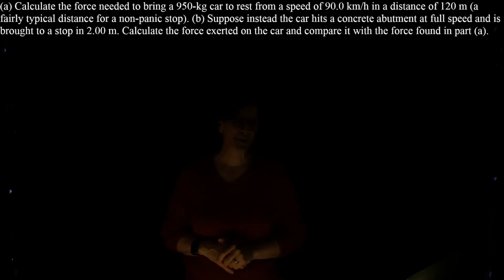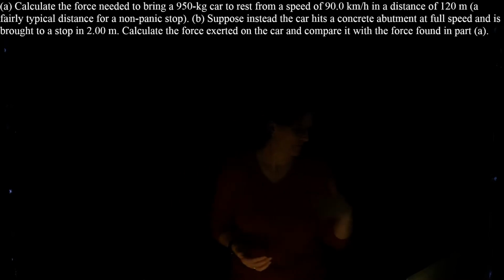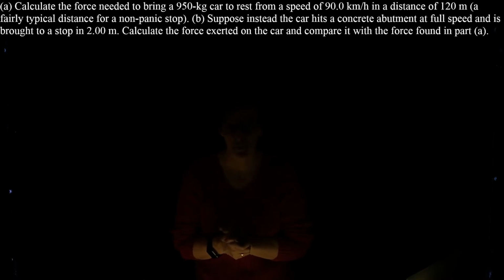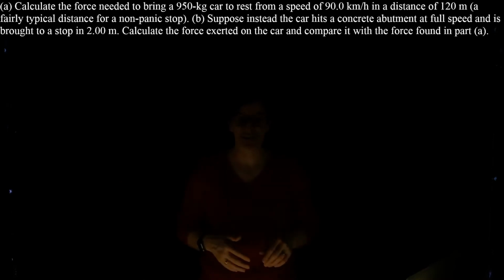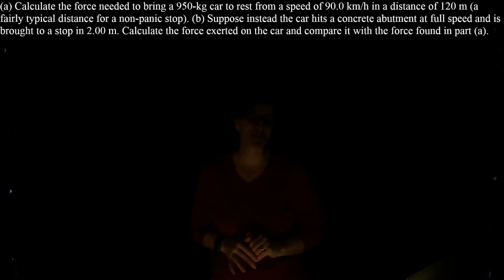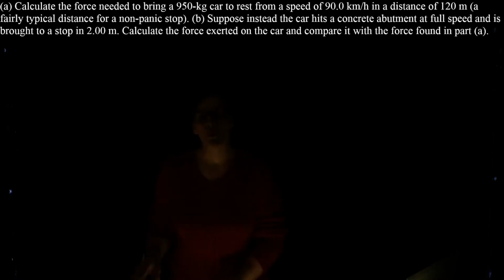And then we're going to compare that to what would be the kinetic energy, or the force, excuse me, if the car came to an abrupt stop by hitting a concrete wall. And so that compressed the car by 2 meters, so it was brought to a stop in 2 meters. So we're going to calculate the force in both those scenarios and then compare them to see how much larger the force is if you come to an abrupt stop.